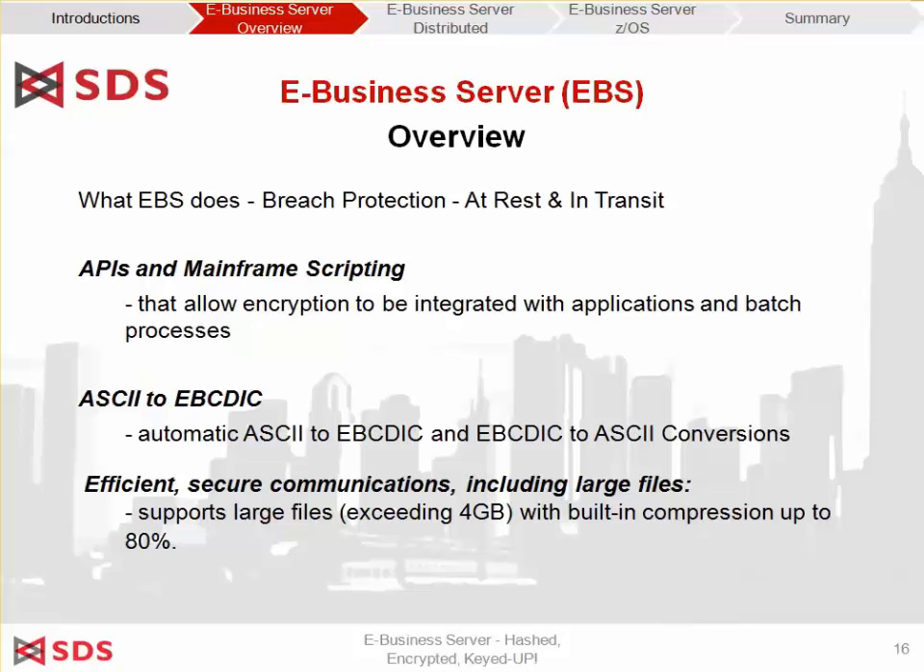Automatic ASCII to EBCDIC and EBCDIC to ASCII character set conversions for easy integration of IBM, Unix, and Windows. Efficient, secure communications, including large files. EBS supports large files exceeding 400 gigabytes with built-in compression of up to 50 to 80% based on zlib algorithms, improving security by eliminating recurring patterns in the data before it's encrypted. Fast, secure transmissions save bandwidth and disk space and improve transmission speed with all-in-one encryption, authentication, and compression for files of 4 GB or more.